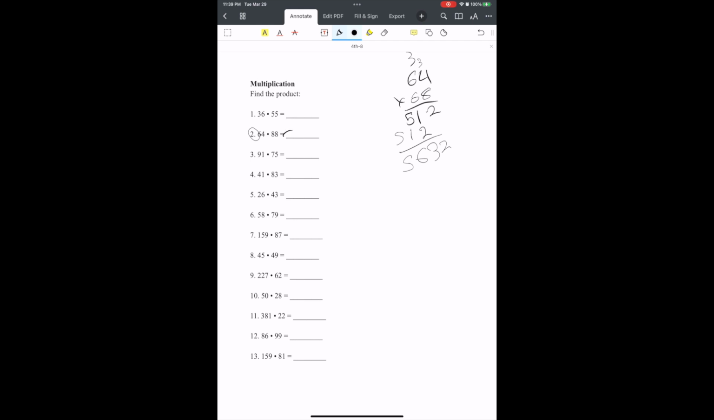Now we'll move on to number 6. 58 times 79. 9 times 8 is 72, 9 times 5 is 45, plus 7, 47, 7 times 8 is 56, 7 times 5 is 35, plus 5 is 40. So now, once you finish all the math, your answer should be 4,532.